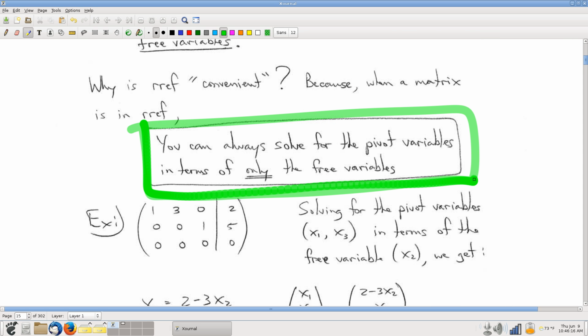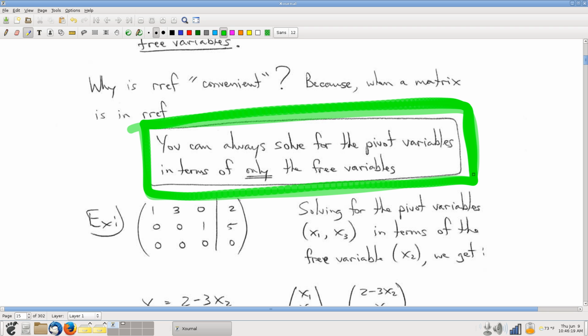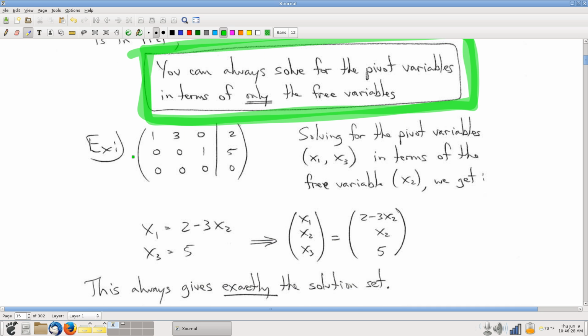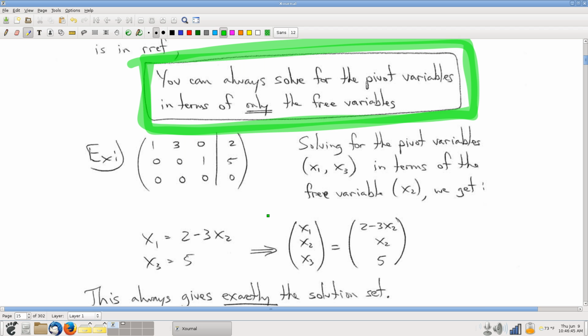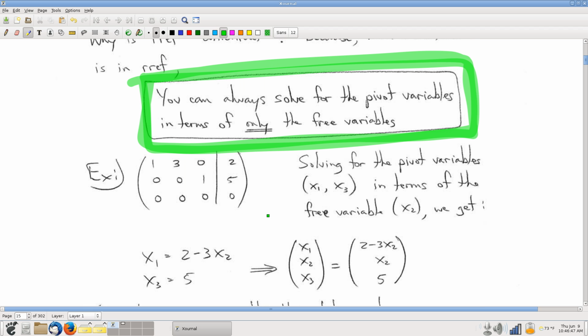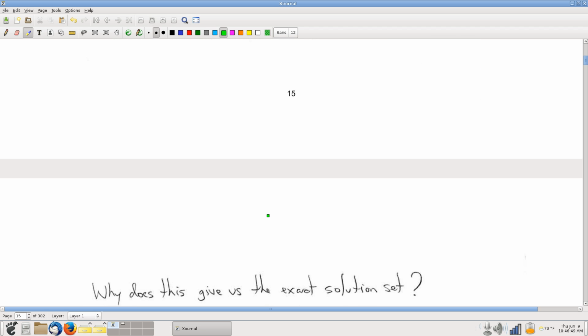Okay. So I like to come back to this. Plus it rolls off the tongue very nicely, this is the answer to an enormous number of questions about reduced row echelon form. Reduced row echelon form is convenient because you can solve for the pivot variables in terms of the free variables. You know you found all the solutions because you can solve for the pivot variables in terms of the free variables. You know that everything you found is a solution because of the fact that we solve for the pivot variables in terms of the free variables. So this is a really nice little distilled summary of why we care about reduced row echelon form.